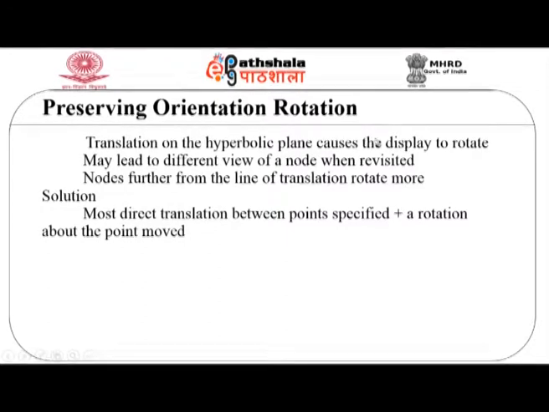Translation on the hyperbolic plane causes the display to rotate, and this may lead to a different view of a node when the node is revisited. Nodes further away from the line of translation rotate more. So to avoid this, the most direct translation between points is specified and a rotation about the point is performed.